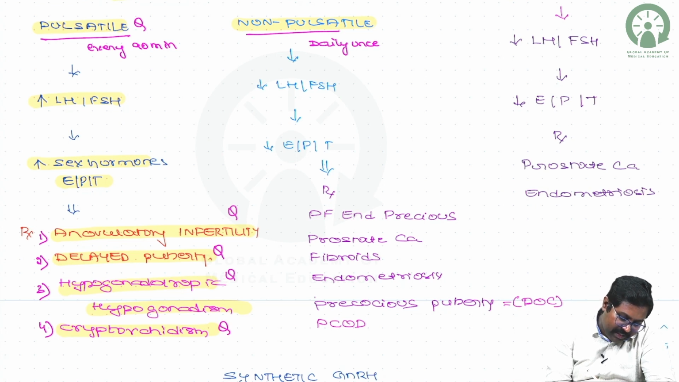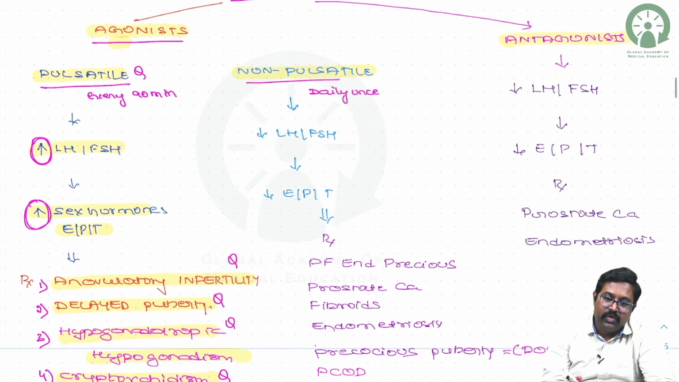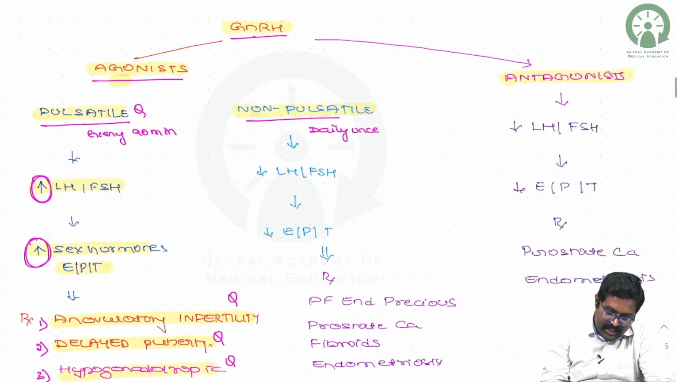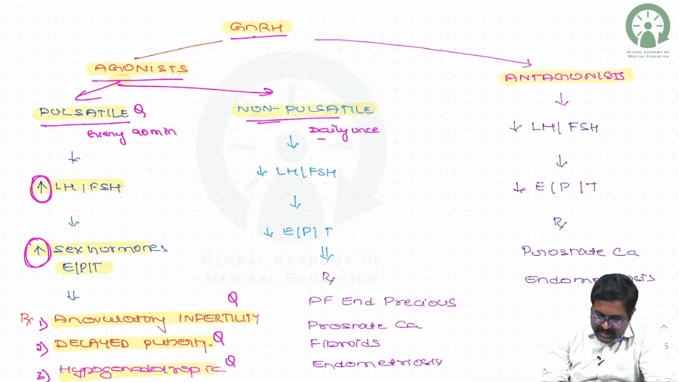So what happens if you administer a GnRH in a non-pulsatile manner? Non-pulsatile manner means you can see it is given daily. It is not administered frequently. So in case of the non-pulsatile manner, you can see there is a decrease in the LH and the FSH secretion, which in turn leads to a decrease in the sex hormone production. So there will be a decrease in estrogen, progesterone as well as the testosterone.